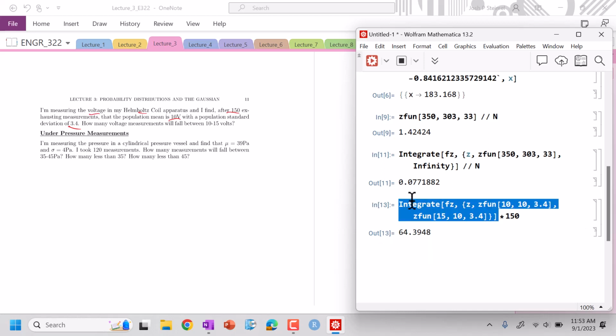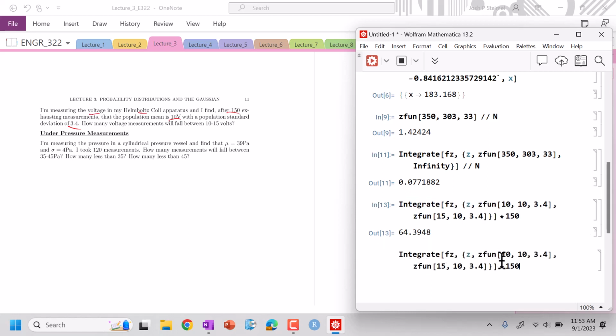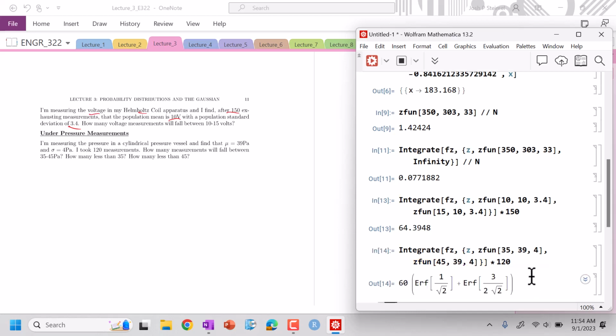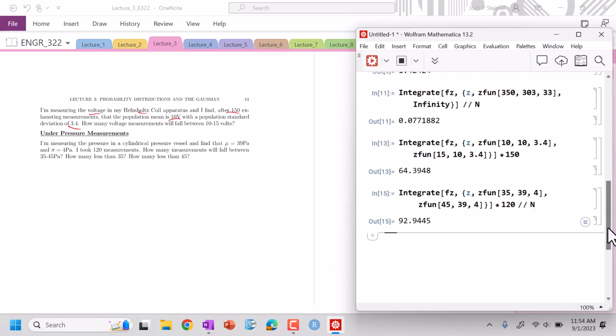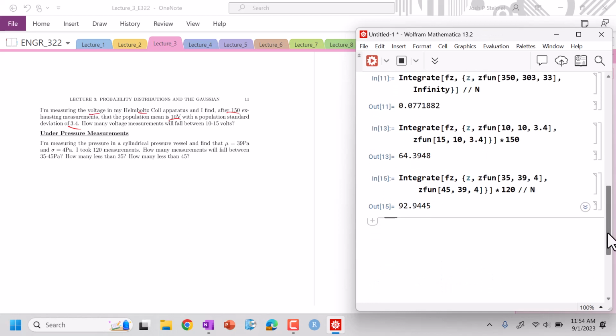So this would be something similar here. I can actually adjust this. We took 120 measurements. So we need to find between 35, which is our x. Our mu is 39. Our sigma is 4. Between that and 45, solve it numerically, and we can get those values. So about 92 measurements will fall between that range.